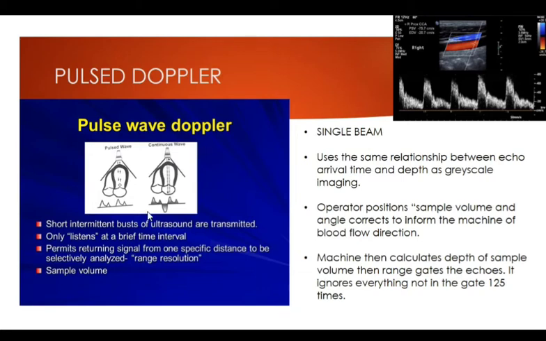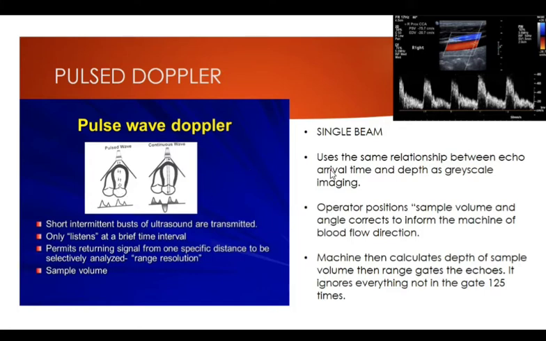So there's short intermittent bursts of ultrasound that are transmitted, and then what the machine does is it listens for a brief time interval. Because we've told the machine with this little range gate, this little sample volume that we've put in here, basically the machine will analyze information from that little area only. So it's not concerned with anything else in the image except for what's happening in this tiny range gate. And that's called the sample volume.